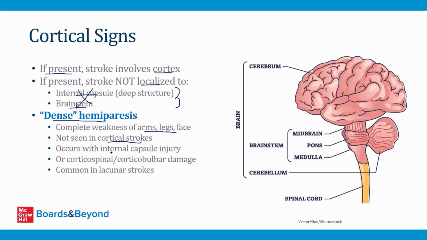So you can see this when there's injury to the internal capsule. You can see this when there's damage to the corticospinal or corticobulbar tracts. You sometimes see this in lacunar strokes, which are deeper strokes below the cortex, and we'll talk about these later. But in general, dense hemiparesis is usually not a clinical finding in a patient who has a cortical stroke.